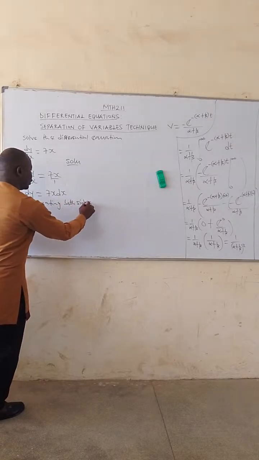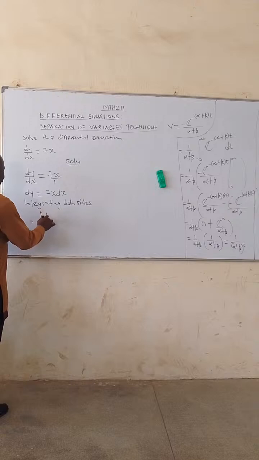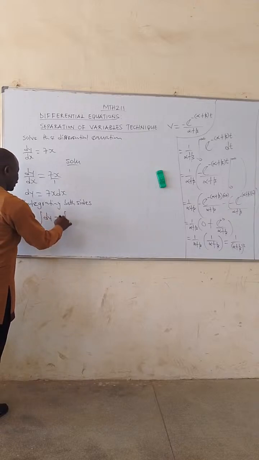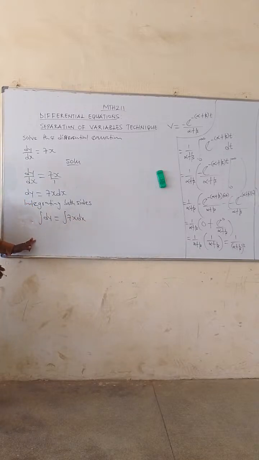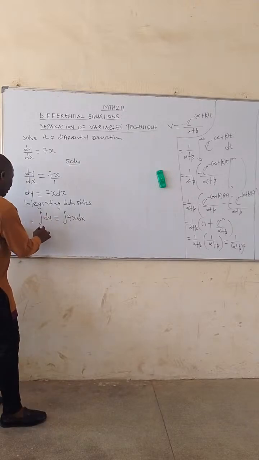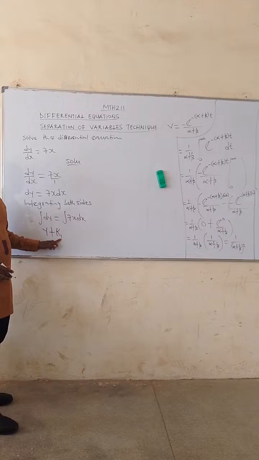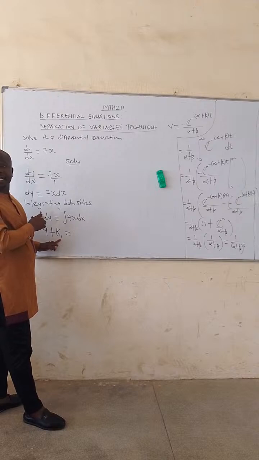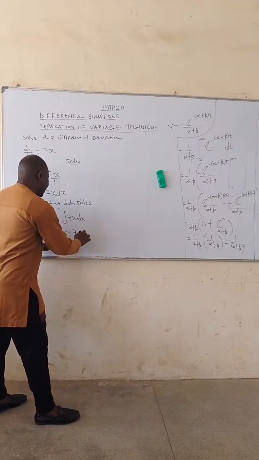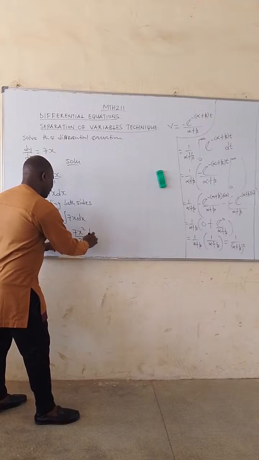So this is what it means: integral dy equals integral 7x dx. Now, if we integrate dy, what are you supposed to have? y plus a constant, so y plus a1. Then equals, if you integrate 7x dx, you are supposed to have 7x squared over 2 plus k2.